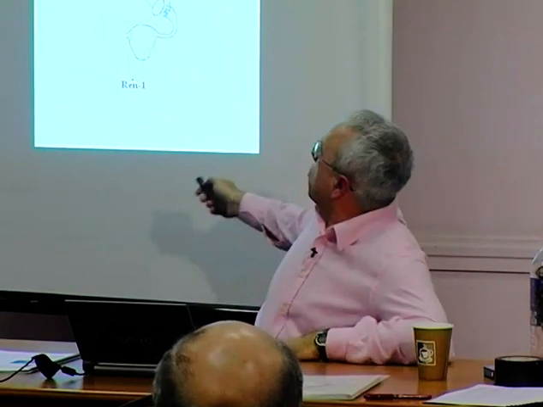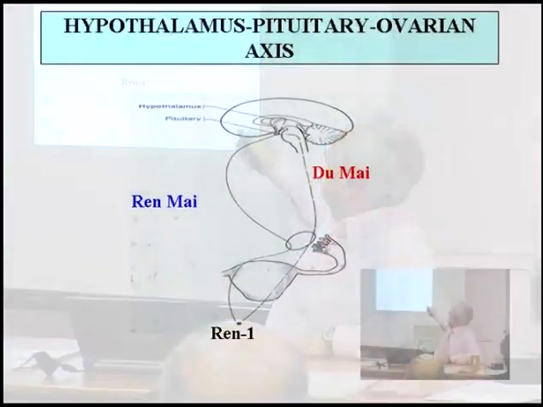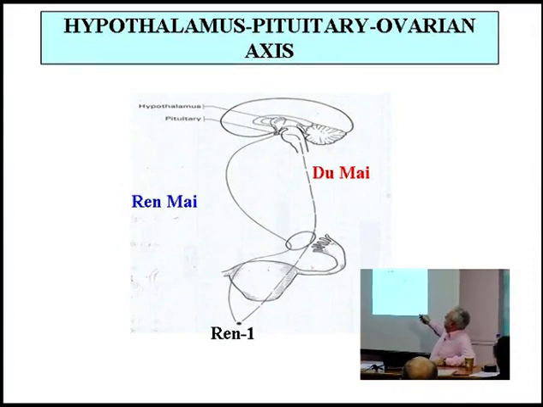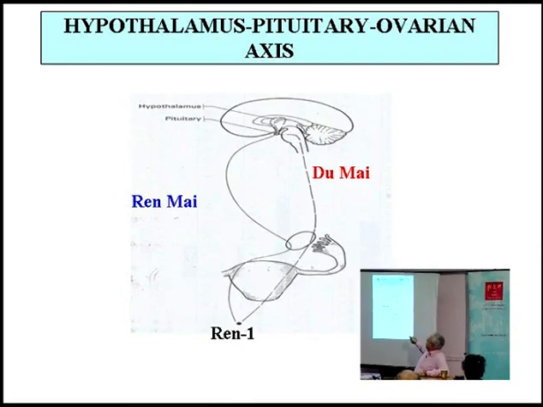Yeah, that's an attempt to make a correlation between the Western ovarian hypothalamus pituitary axis, which determines, as you know, the coordination of those three, the ovaries, the hypothalamus, and the pituitary, basically regulates the menstrual cycle, which from the Chinese point of view is due to the Du and the Ren.